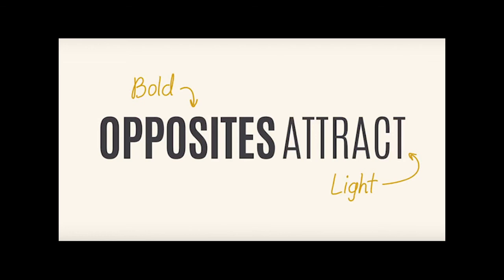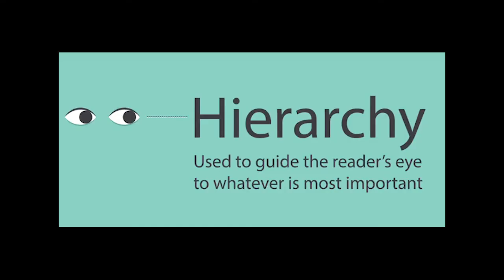Because everyone who's looking at a design is looking at it through a hierarchy. Here in the West, we're looking at things top to bottom, left to right. And how we choose our fonts and how we organize them in our design will impact how the reader's eyes are guided. Hierarchy is used to guide the reader's eye to whatever is the most important.